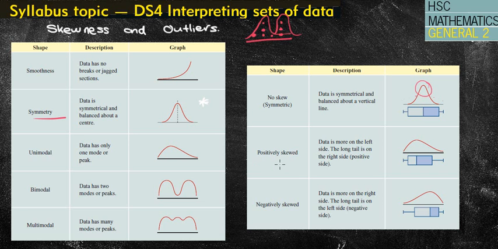So the next two are positive and negative skewed. And this can often cause a few problems, because often people think if it's positively skewed, it's skewed to the right hand side, because often we associate the right hand side of things to be positive. But it's actually a little bit different. Data is more on the left side, the long tail is on the right side, or the positive side. So there are a few different ways to think about positive data. The tail is on the right hand side, to the positive side, as you can see there. The tail is on the negative side.